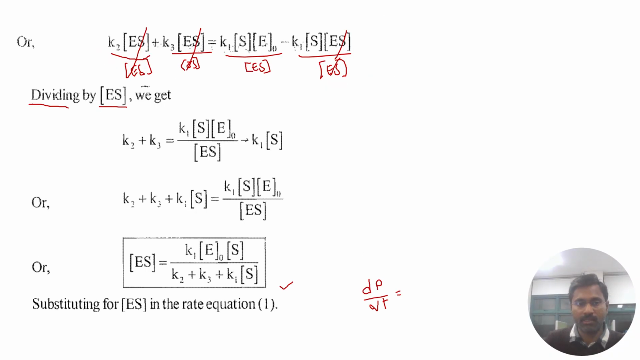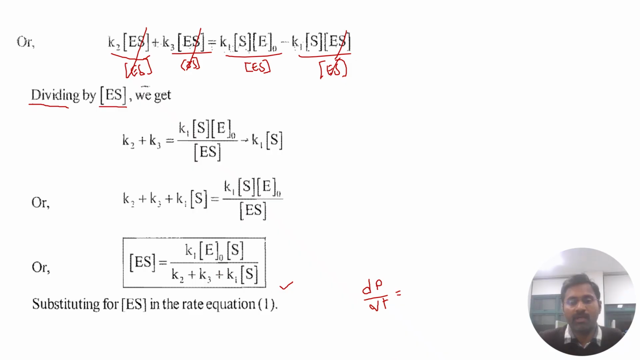Now let us further simplify this expression for wide application. So divide this by ES. This is all we are doing, different mathematical steps for making the simplest possible equation. If we divide by ES, you will get K2 plus K3, which is equal to K1 concentration of S, E naught by concentration of ES, minus K1 S. From this we can write again the concentration of ES as K1 E naught into S by K1 into the concentration of S plus K2 plus K3.